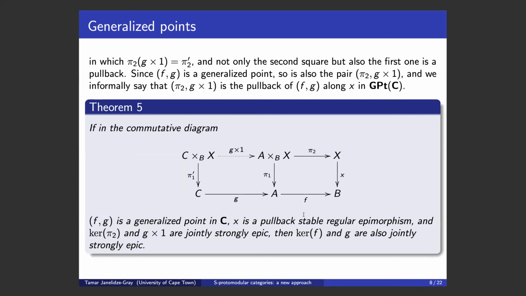I'm not going to prove the theorem, but it's a theorem that we use a lot in what follows. The theorem states that given a commutative diagram, the pullback diagram which I've just defined above, if it turns out that the kernels of pi2 and g cross 1 at the top are jointly strongly epic, then the kernels of f and g are also jointly strongly epic. In other words, if we have a generalized point fg and take a pullback of it along some morphism x, and at the top we get a strong generalized point, then also at the bottom we have a strong generalized point.